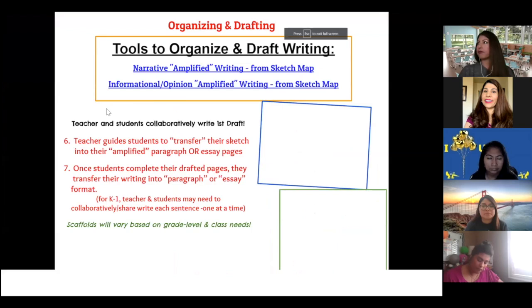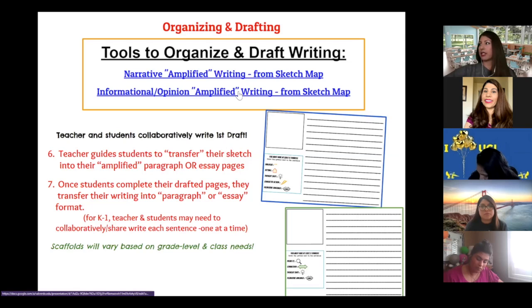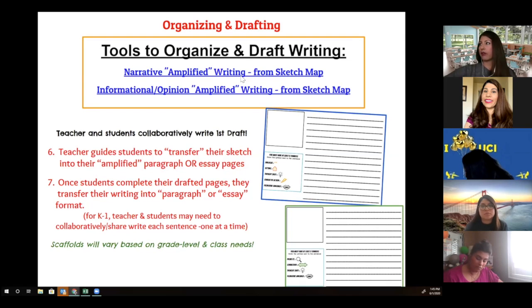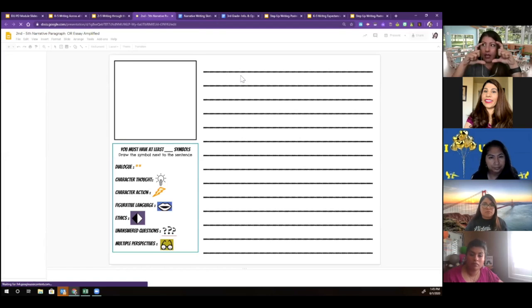Okay. Now, once it's in bulleted form or picture form, jotted form, then we're going to move on to actually, for the first time, putting their ideas into complete thoughts and complete sentences on this part right over here. You'll see it's pretty much you're taking the sketch map. Let me go to the narrative. You're taking each box of the sketch map and then it becomes a separate page here.